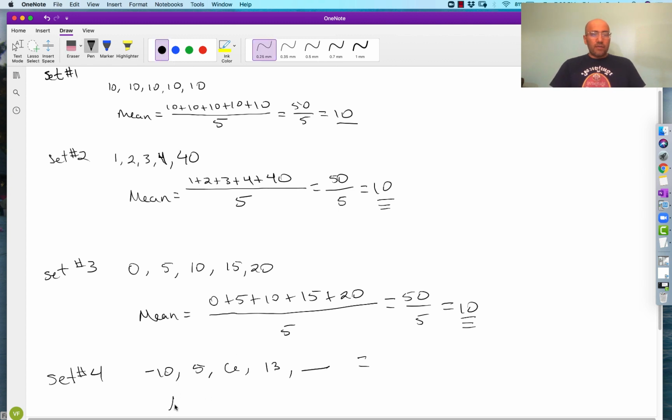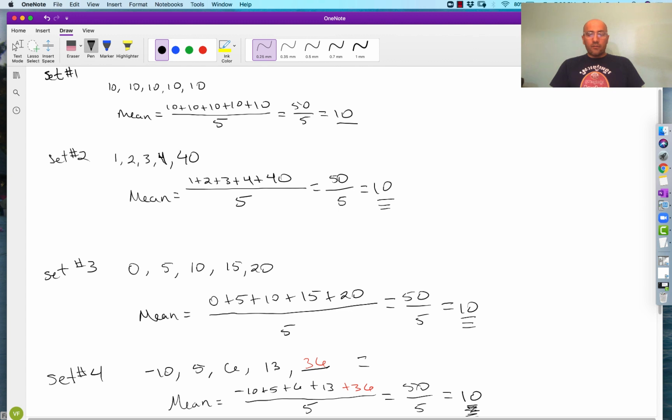So I know that the sum of this set is going to be negative 10 plus a 5 plus a 6 plus a 13. This is negative 5, positive 1, 14. So the number that's missing is going to be 36. If I put a 36 right there, then I know that the sum of all of these numbers adds up to 50. Divided by 5, I'll get 50 over 5, which adds up to 10. Good. They add up to 50.